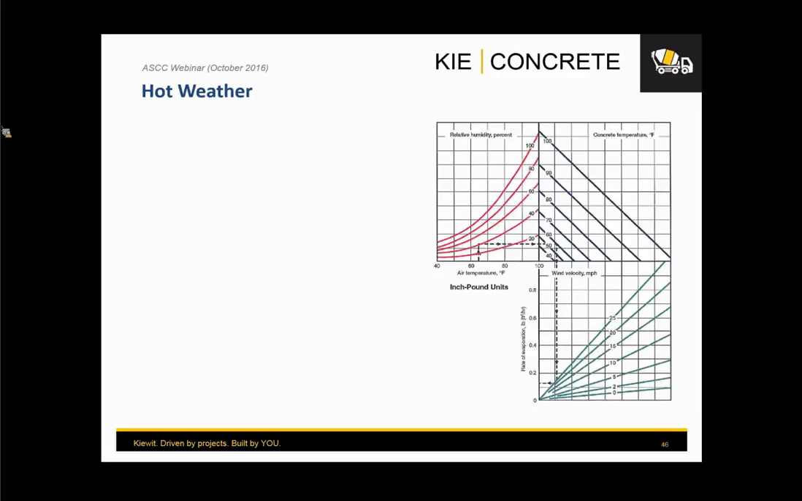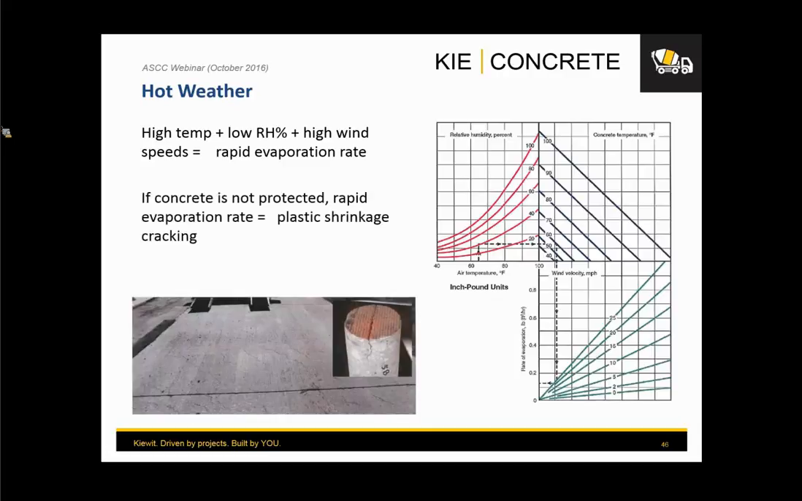And the basics of this is pretty simple. High temperatures, low relative humidity, and high wind speeds allow rapid evaporation of the surface of the concrete, right? So what does that mean? Rapid evaporation of the concrete surface. Well, if you get rapid evaporation, because you did not protect the concrete well, what's going to happen is you're going to get some type of plastic shrinkage cracking.